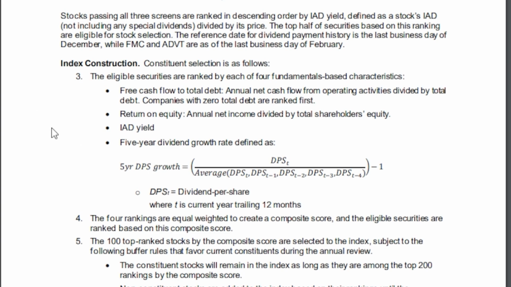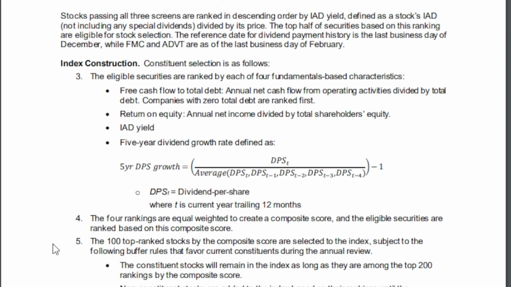It then says the 4 rankings are equal weighted to create a composite score, and the eligible securities are ranked based on the composite score. The top 100 ranked stocks by the composite scores are selected to the index, subject to the following buffer rules that favor current constituents during the annual review: the constituent stocks will remain in the index as long as they are among the top 200 rankings by the composite scores.